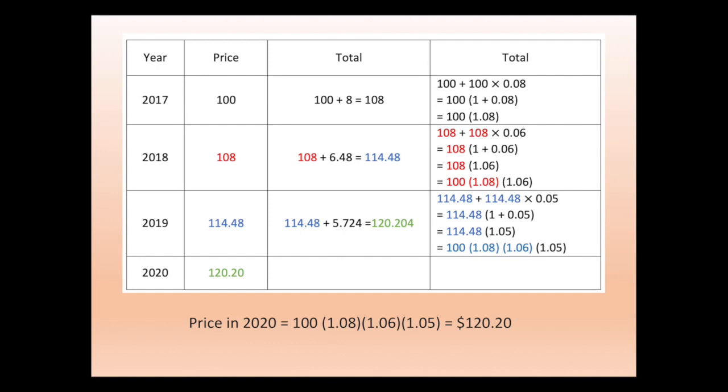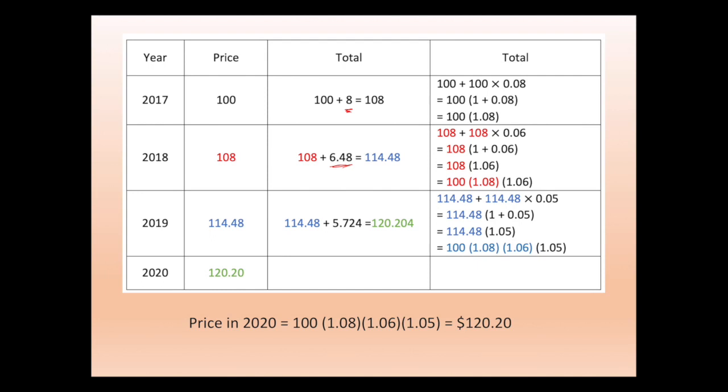Right, let's now look at this in terms of a table. We started off in 2017, the price is $100. So we know that 8% of $100 is 8, therefore it's 1.08. Now, let's write it in a different format. It's 100 plus 100 times 0.08, which is 8% of 100, or we can factorize it by taking the 100 out, which means it's 100 times (1 plus 0.08), which is 100 times 1.08. And therefore, at the start of 2018 it is $108.